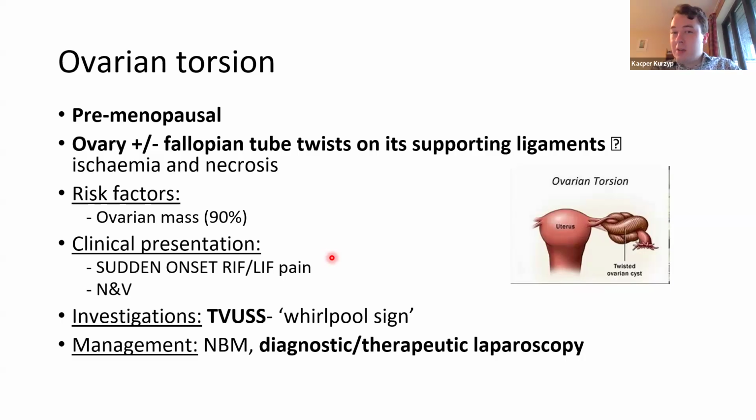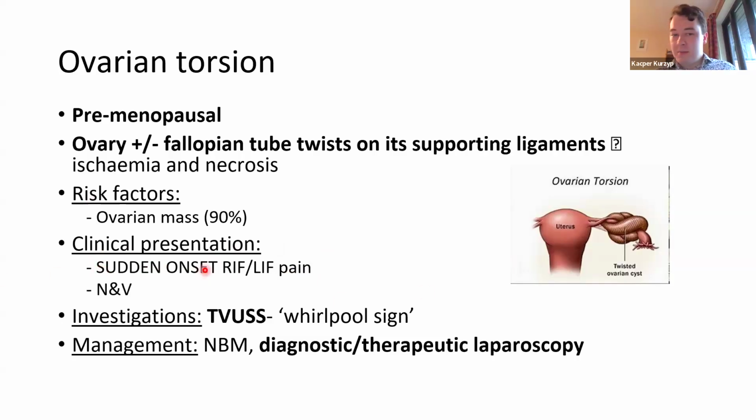Now, the risk factors is the presence of an ovarian mass. In 90% of cases, there will be some sort of ovarian mass sitting there. However, it doesn't have to be anything malignant. It can be a simple ovarian cyst which precipitates that type of presentation. So again, we have the sudden onset right iliac fossa or left iliac fossa pain with nausea and vomiting.